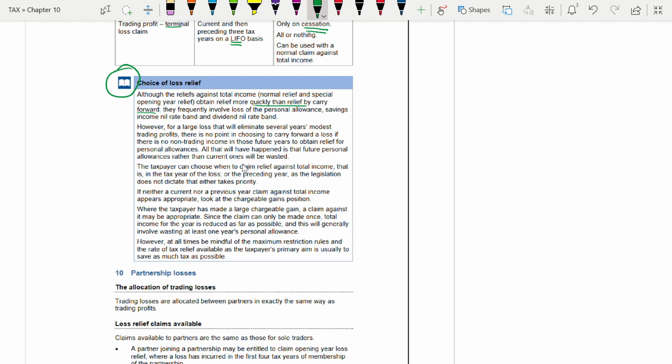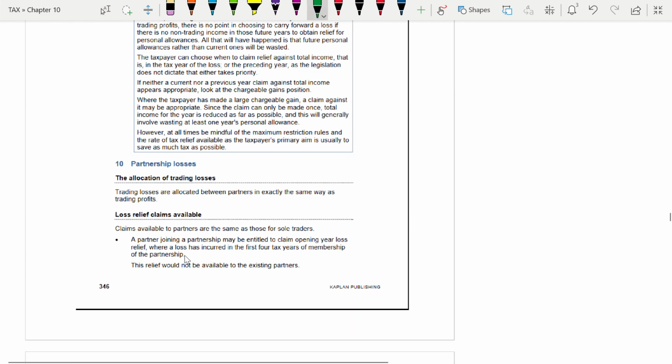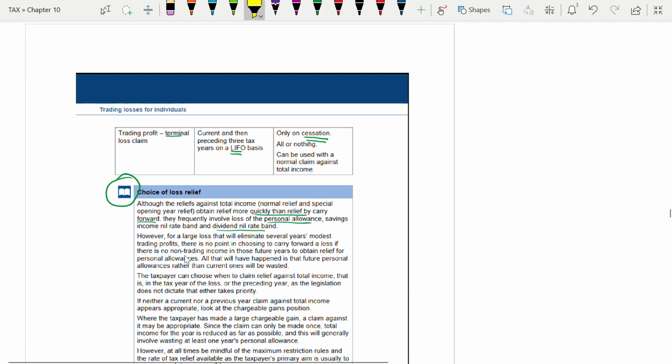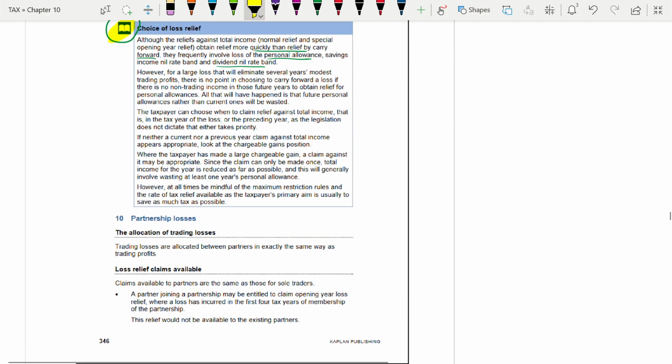It is easy to understand. Frequently involve loss of personal allowance, savings, nil rate band. We have to be very particular with respect to utilizing all the exemptions. That is what they are talking about. Next, I'm just skipping this reading paragraph.